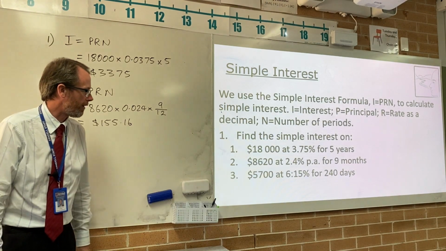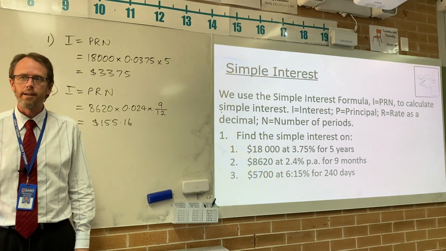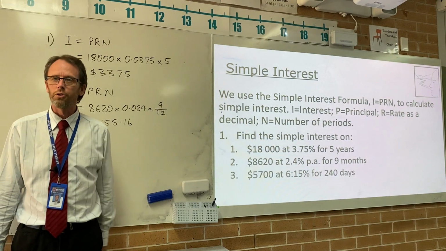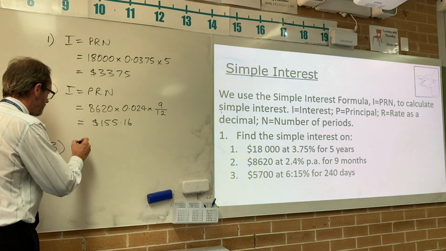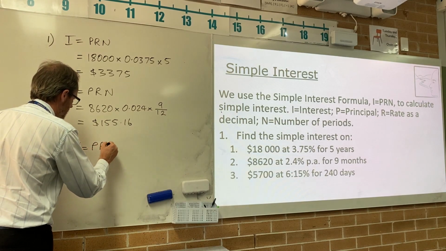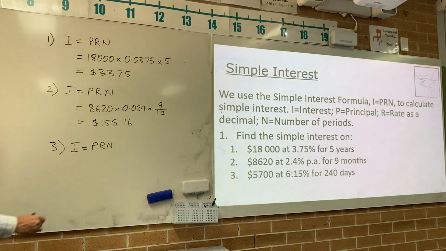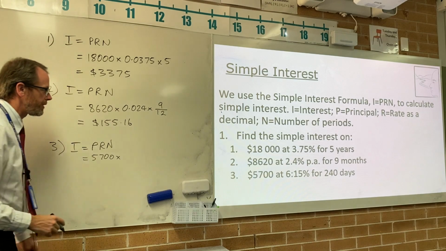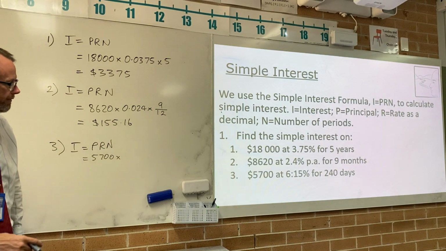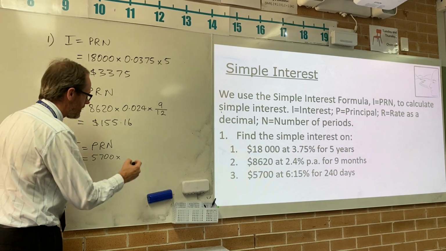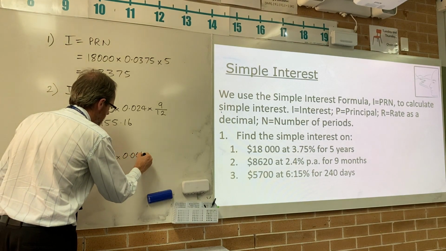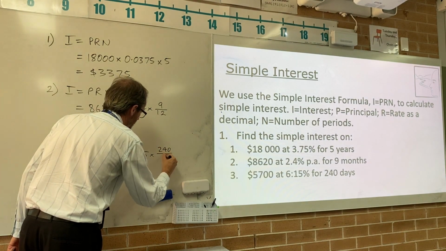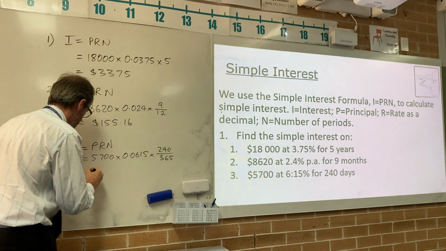5,700 at 6.15% for 240 days. Ooh, is that a full year? No. How many days are in a year? 365. Yes, and we'll just use 365. That's the easiest for us to work with. So again, we write I equals PRN. We substitute in our numbers. Our principal is 5,700 times our rate, 6.15%, and I'm again assuming it's per year. That would seem reasonable. 0.0615 times 240 out of 365.